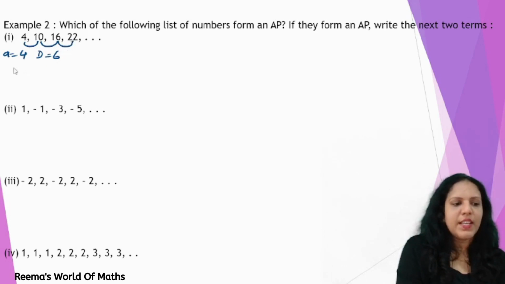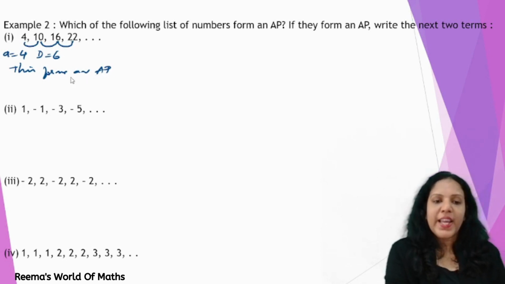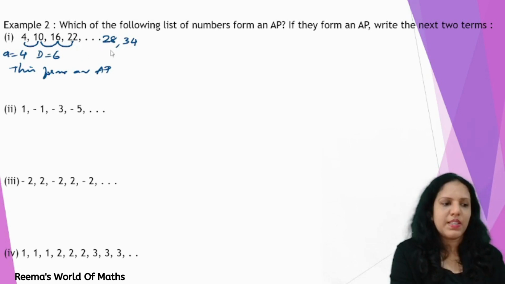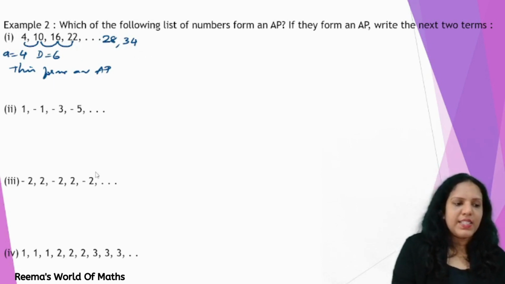So we can say this forms an AP, and we are asked to write the next two terms. What will be the next term in this AP? That will be 22 plus the common difference, so 22 plus 6 will give you 28. The next term will be 34. Correct? Again the common difference is 6. Let's see the next one.